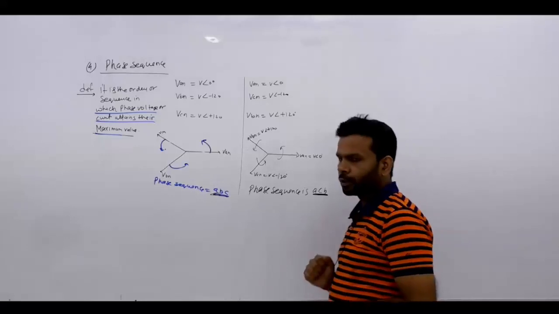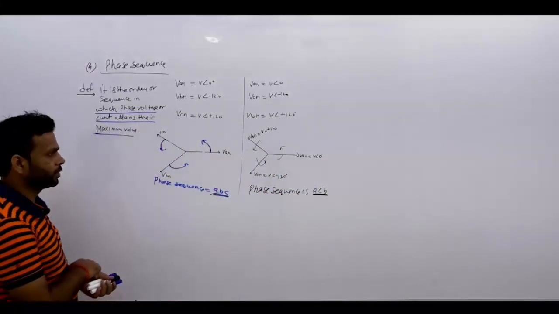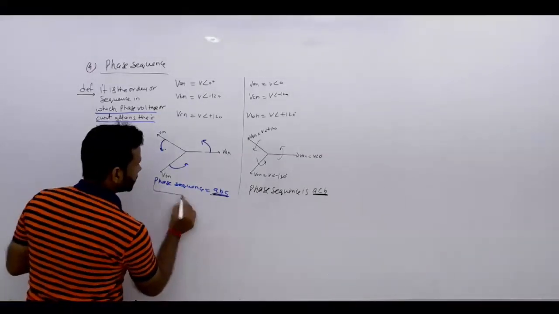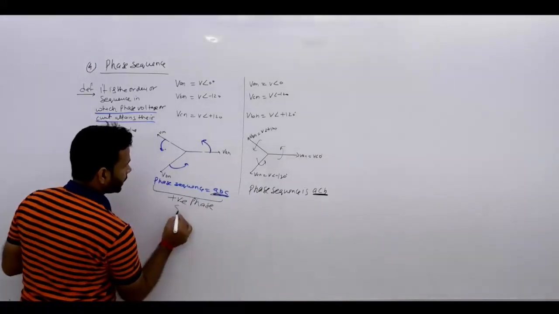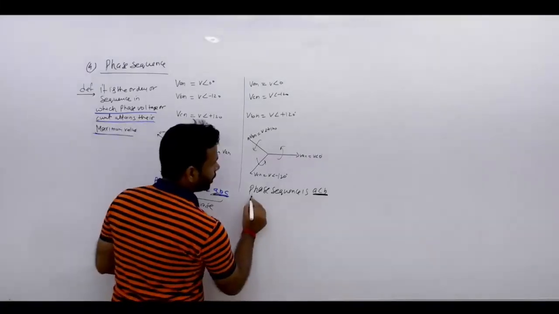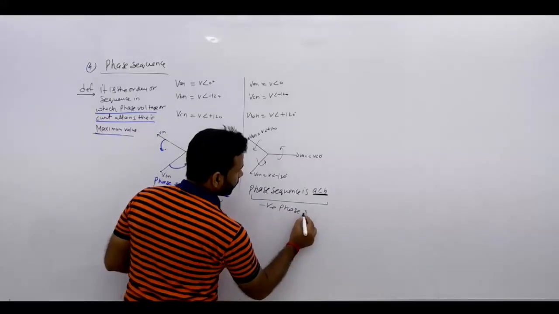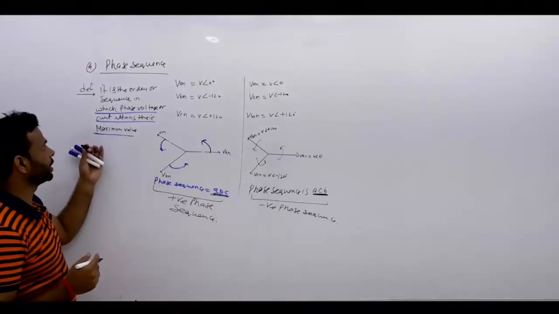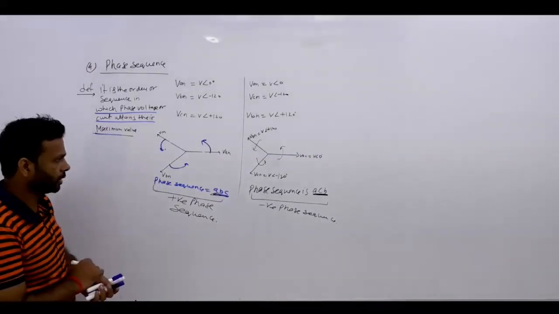Okay, now phase sequence is of two types. It is called positive phase sequence, and it is called negative phase sequence. Okay, negative phase sequence. So we first defined the definition of phase sequence, then the meaning of that phase sequence and the diagram.